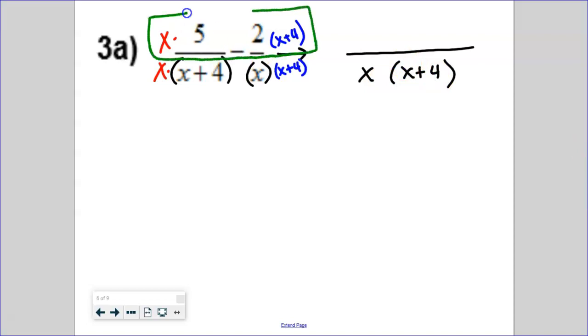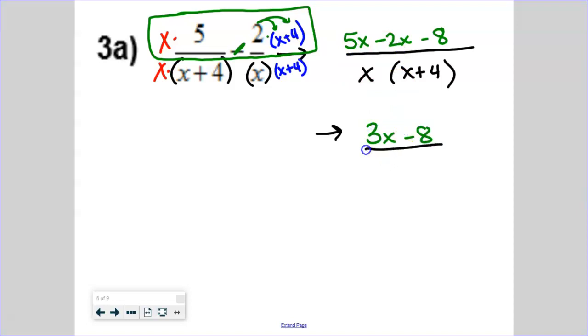The numerator, though, that's where the trouble gets thrown at you. We have x times 5. Most humans call that a 5x. And then be careful here. You do have a negative 2 that you're trying to multiply by the x plus 4. So you're going to distribute the negative 2 into here. That becomes a negative 2x, and then negative 2 times positive 4 is a negative 8. The last step is to look at that numerator and realize that it simplifies a little bit. The 5x and the negative 2x is really a 3x minus 8. And we never did anything to that common denominator.